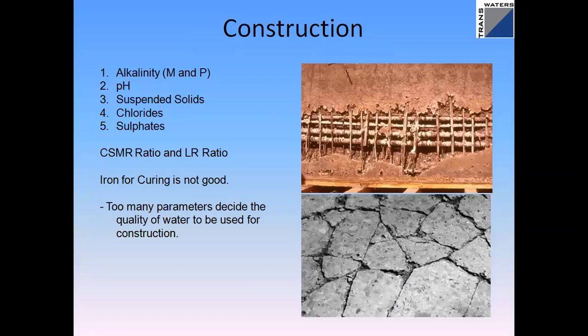Now let's go to construction water contaminants. So for construction water, these are the 5 parameters which need to be measured. First, alkalinity. There are 2 types of alkalinity, M alkalinity and P alkalinity. These need to be measured. pH, again, we need suspended solids, chlorides and sulfides. So this CSMR ratio is very important. Chloride sulfide mass ratio is very important.